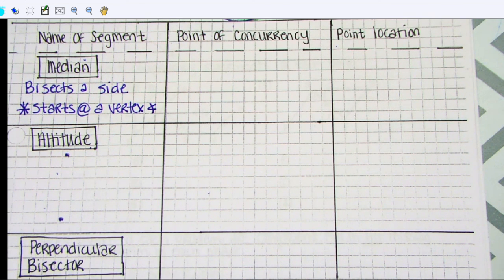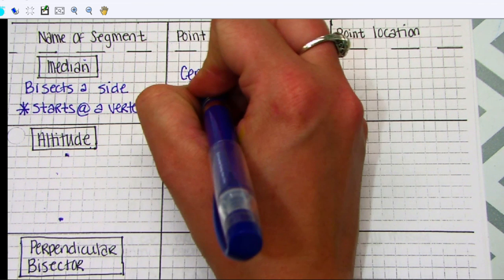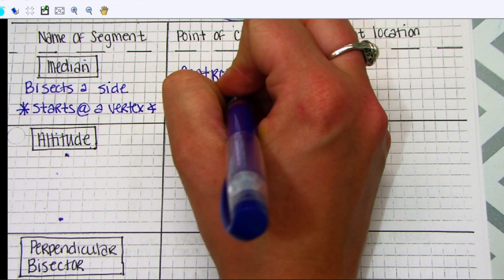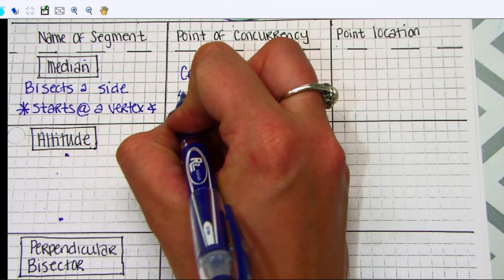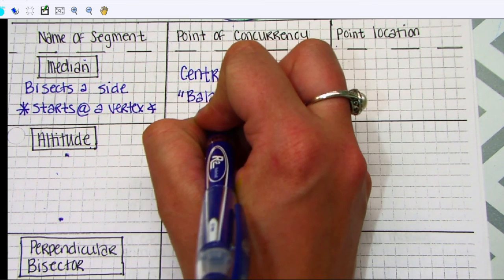When all of the medians cross, what is the point of concurrency called? The centroid. Good, the centroid. So when all the medians cross, they cross at the point called the centroid. The centroid is also referred to as what kind of point? It's on the page. What kind of point is the centroid called? The balancing point. Good. So you might see the balancing point on a problem, and that would just refer to the centroid.